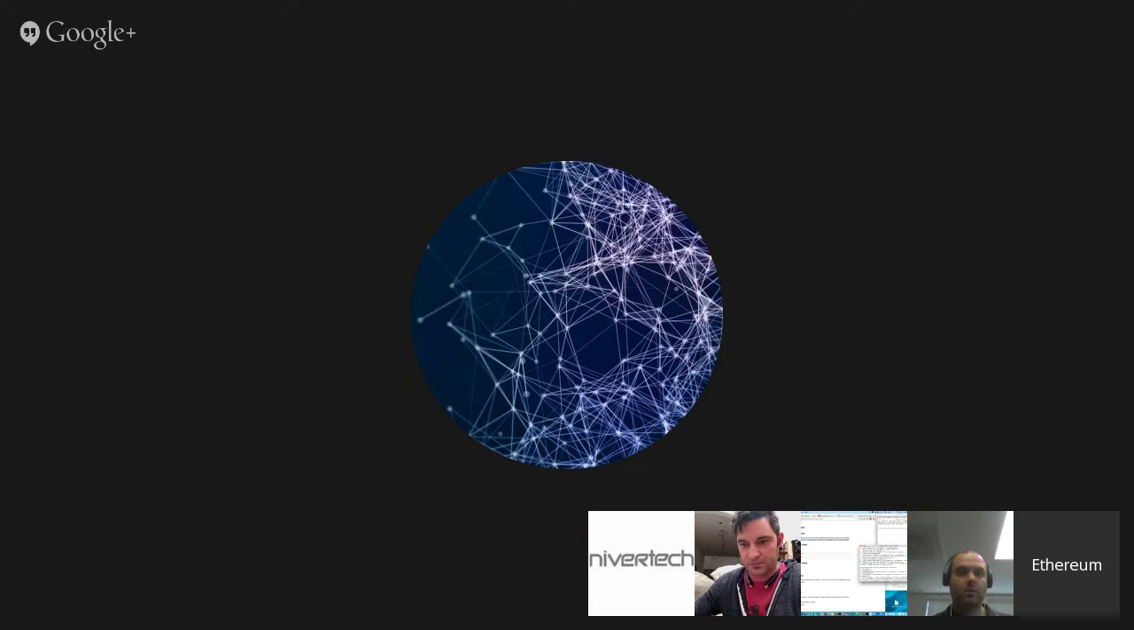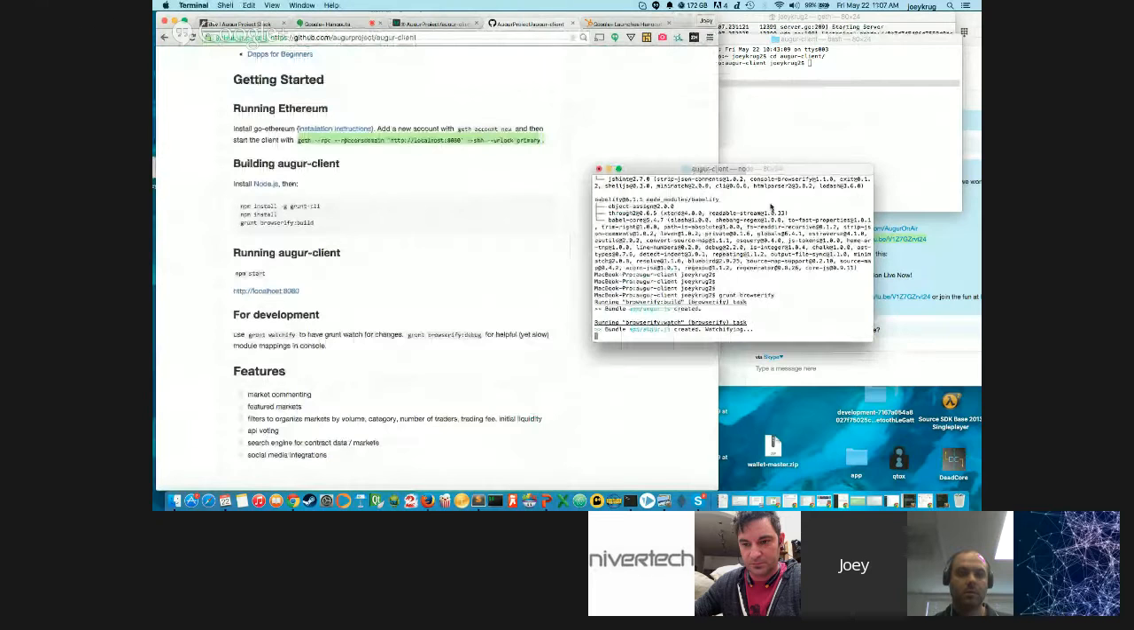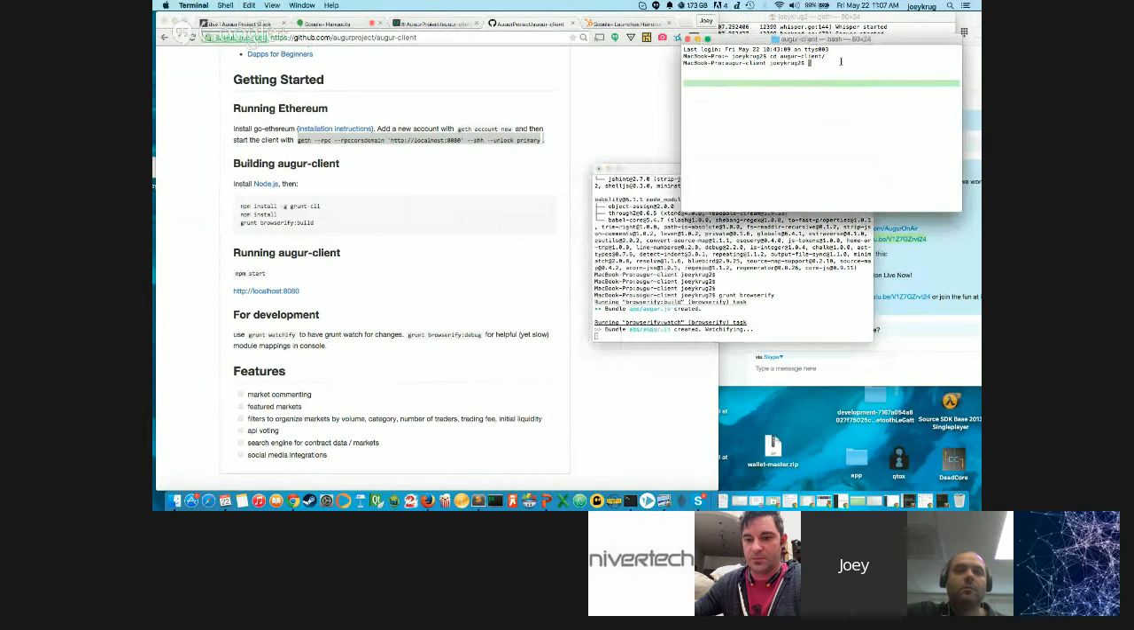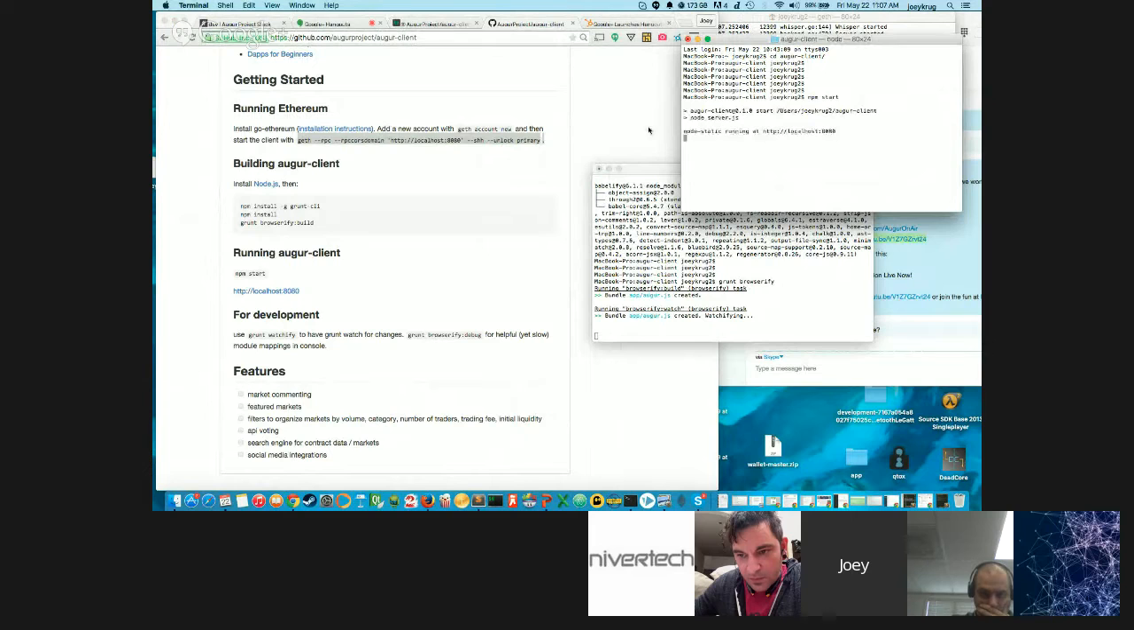Someone is asking if this is specific for OS X. So if you have Linux, it should work. Windows, probably not. I wouldn't even know where to start with Windows. So anyway, you do npm start, and it will run it in a local host.